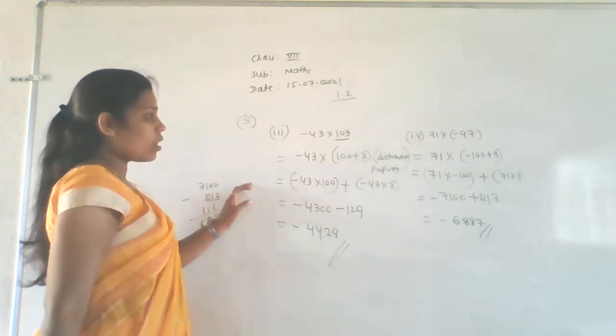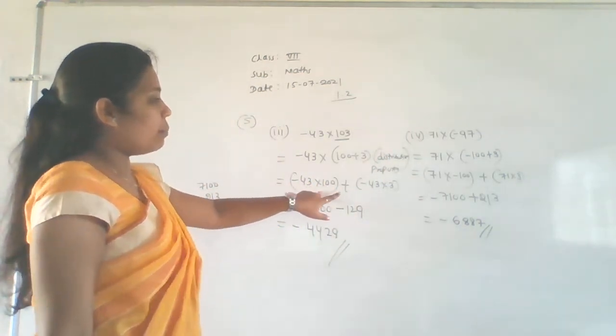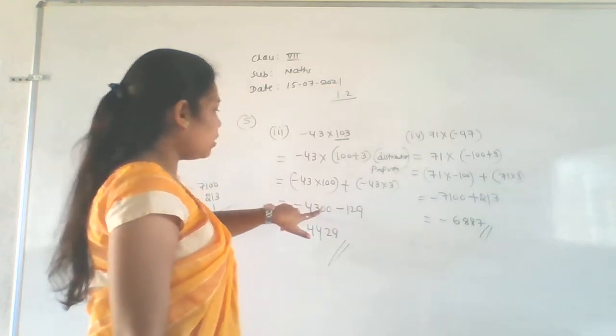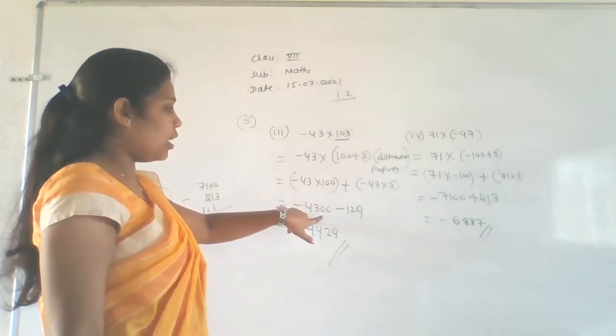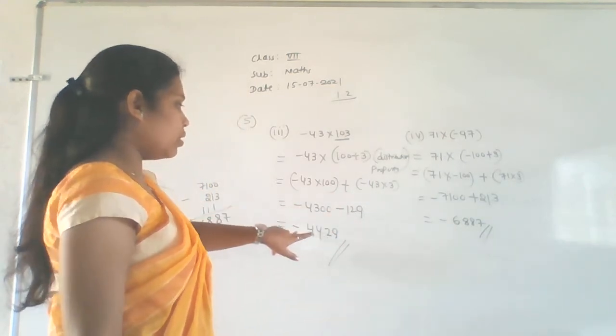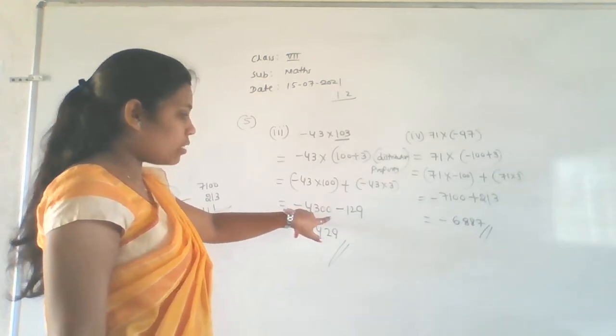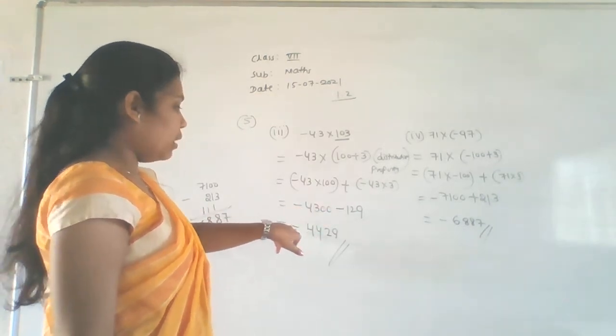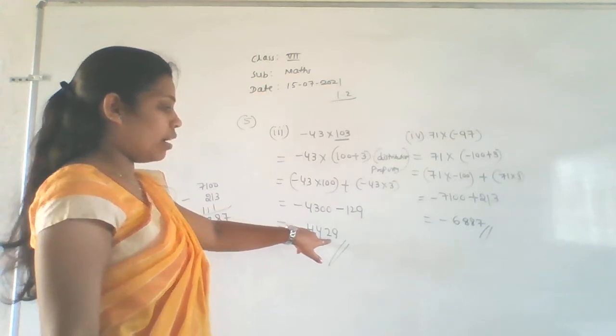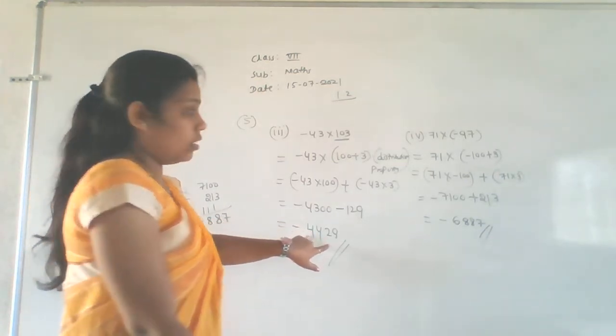Next one. Minus 43 into 100 plus minus 43 into 3. So here minus 4300 minus 129. So if both are minus, then add the values. That will be the minus 4429 is the answer. Okay.